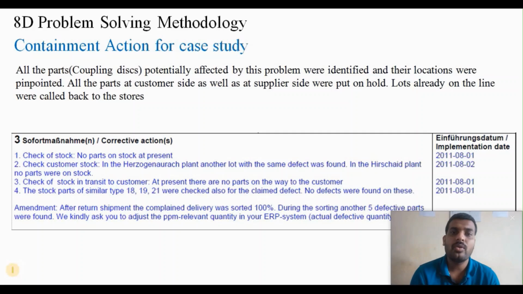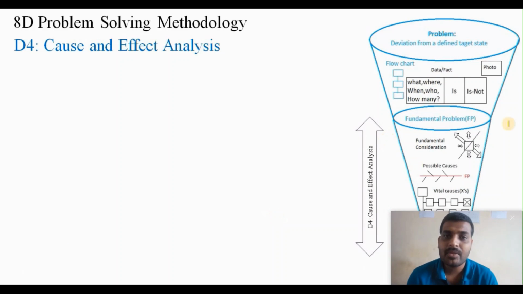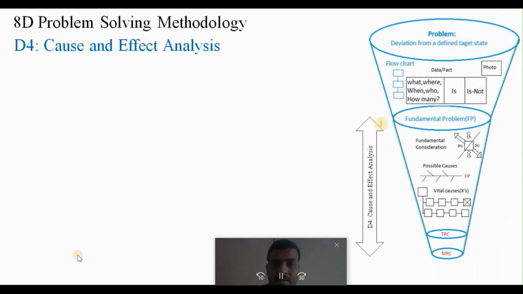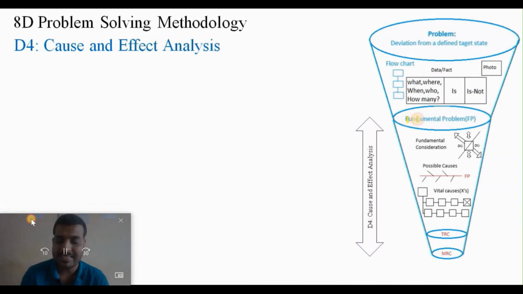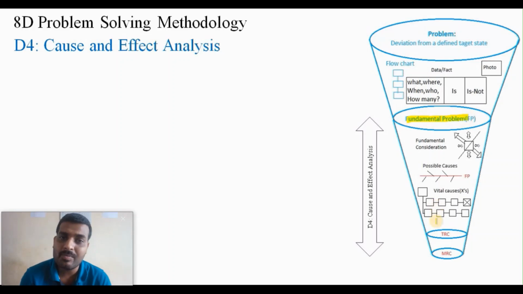Now we will move ahead to D4, that is cause and effect analysis. Here you can see the funnel diagram, how we have converted the fundamental problem to the technical root cause and managerial root cause. With the help of these fundamental considerations and brainstorming, we developed some possible causes, and through those possible causes, with the help of Why-Why analysis, we came to the technical root cause.